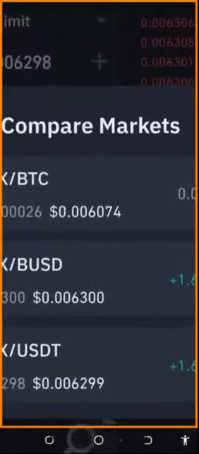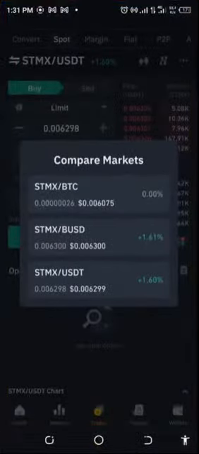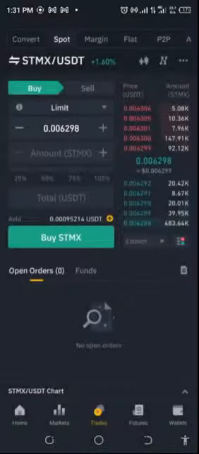So let's see the price. It's 0.006074, while on the others you can see the difference there. So let's go ahead and see what we will do. This is, like I said, an experiment. It might work, it might not work. Okay, so let's get cracking.